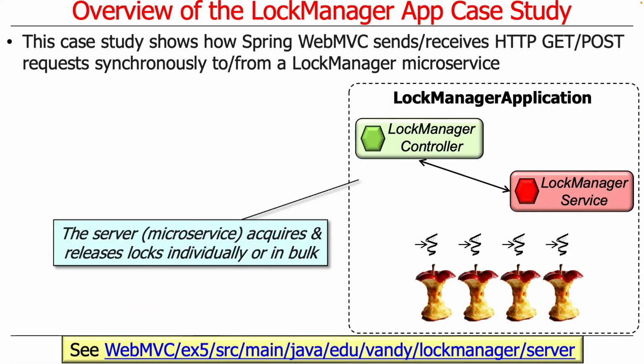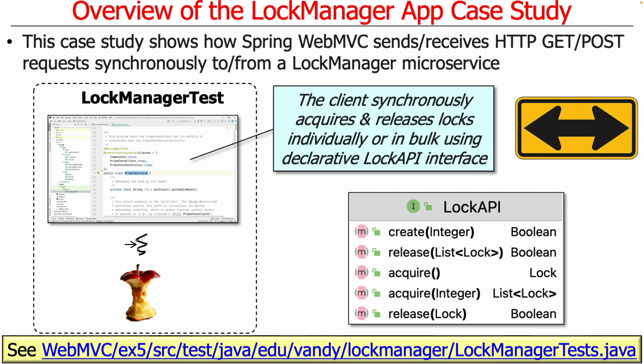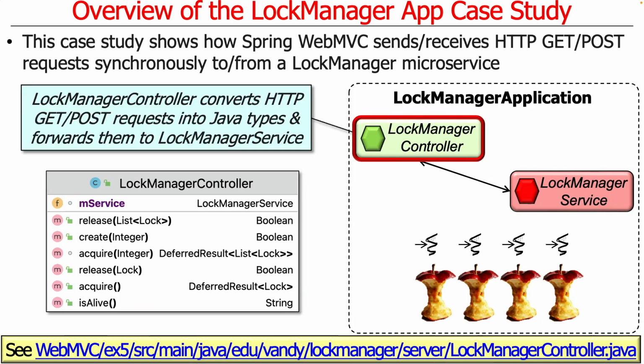The server, on the other hand, which is a microservice, of course, can also be used to acquire and release locks individually or in bulk. And it's got a controller that takes the HTTP requests, both GET and PUT requests, and turns them into Java types, and then forwards them to the LockManager service. And this is what the controller interface looks like. So it's very similar to the client side. That's this piece here. But there's a couple of interesting differences.